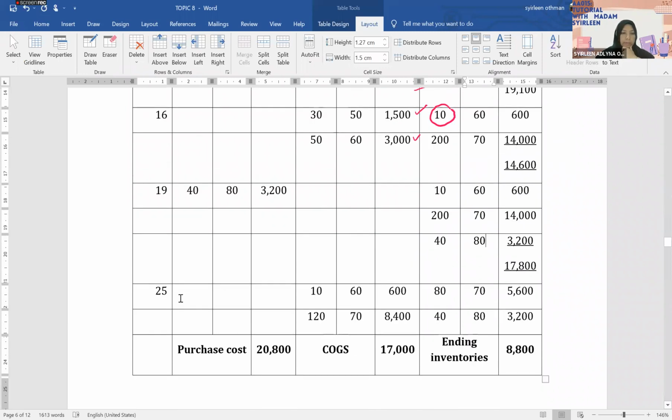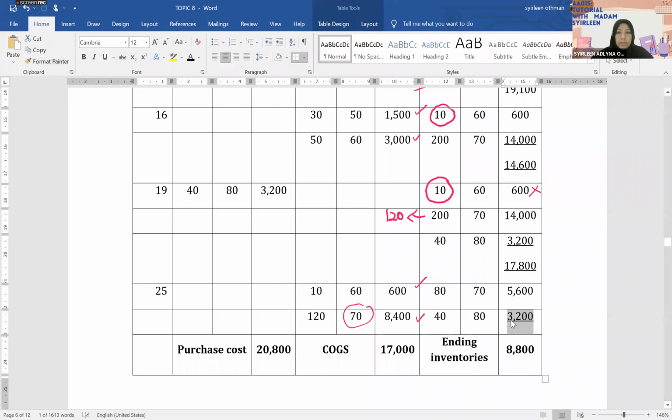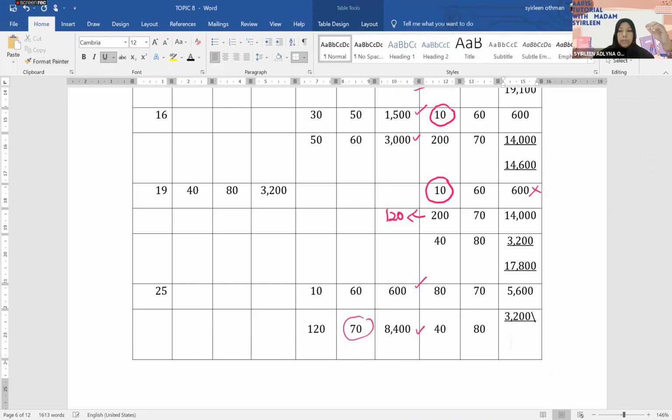Okay, alright. And then on the 25th kita jual 130. Okay, so 130, 10 ambil dari sini. Okay, 120 ambil dari sini. Alright, so this one habis lah. The first batch here finish. Okay, the second one at the price of 70 kita dah keluarkan 120 unit. So 8,400. Okay, so balance ialah yang ni tinggal 80. Okay, pada harga RM70. And then yang baru ni memang tak kacau lagi lah. Okay, so kita ada 3,200. Okay, so your ending inventory until the date is 8,800. Okay, alright. Sekejap ya.